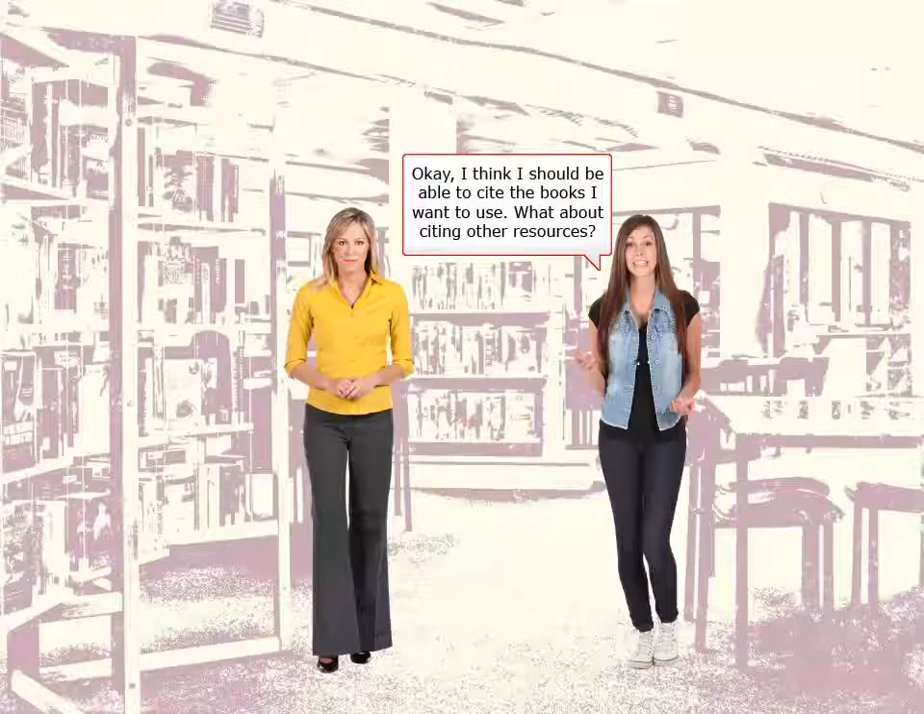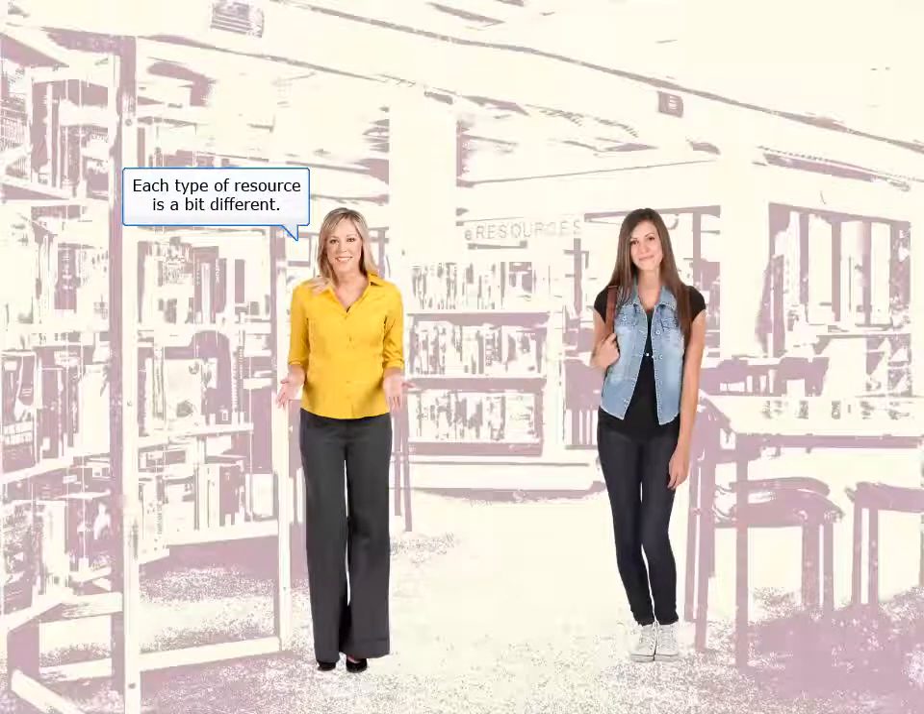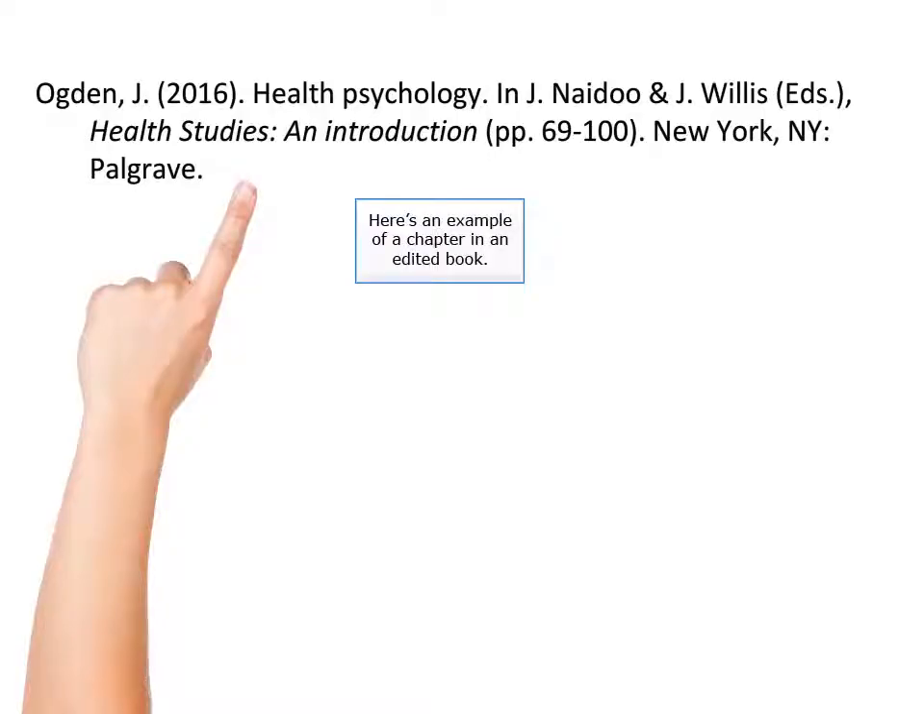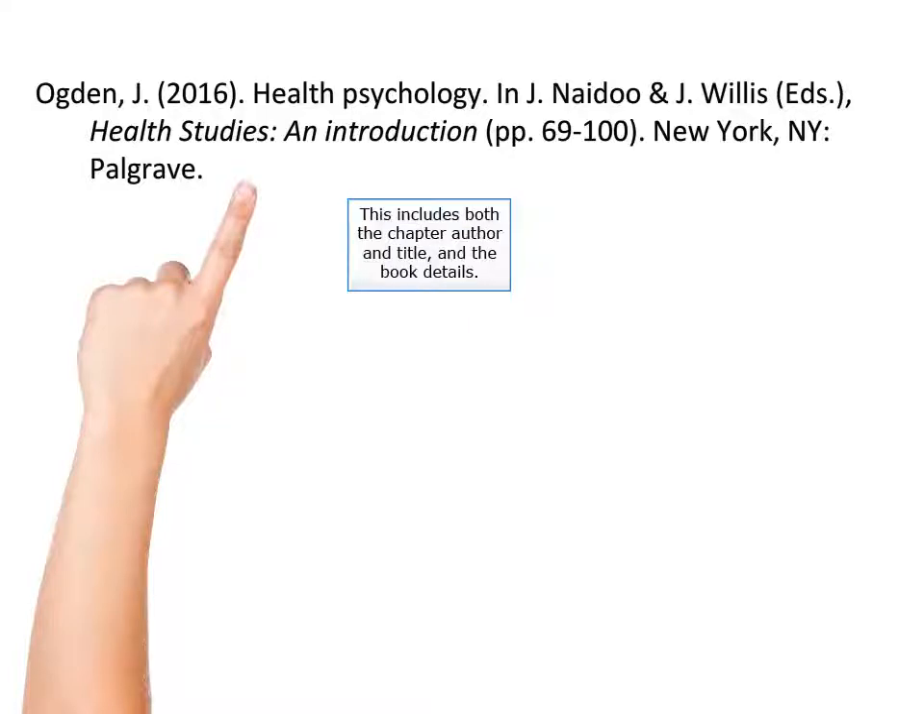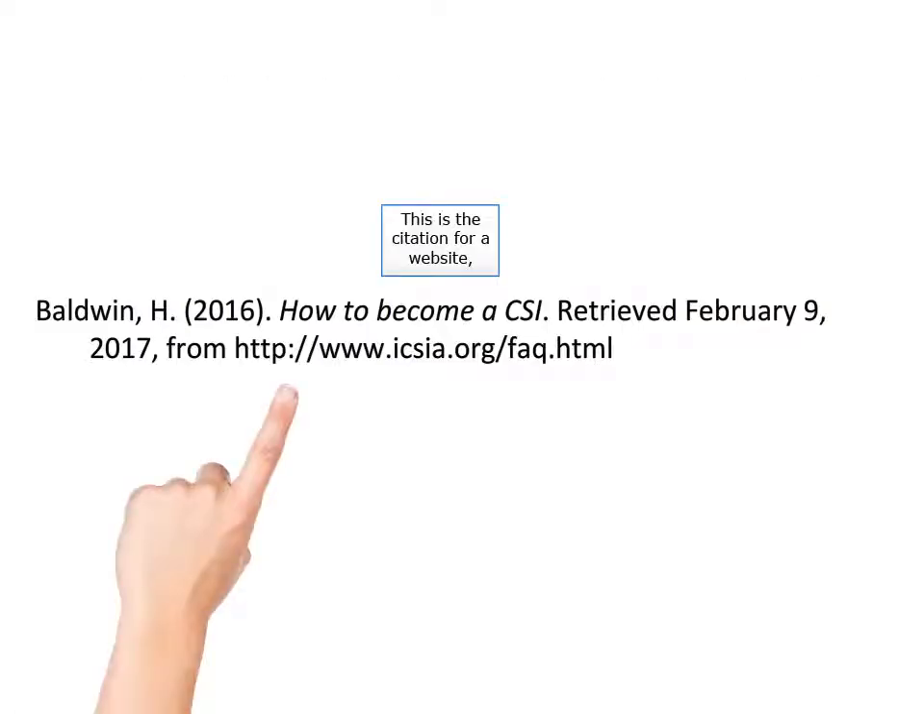What about citing other resources? Each type of resource is a bit different. Here's an example of a chapter in an edited book. This includes both the chapter author and title and the book details. This is a citation for a website, which includes the date you retrieved the information and the URL.